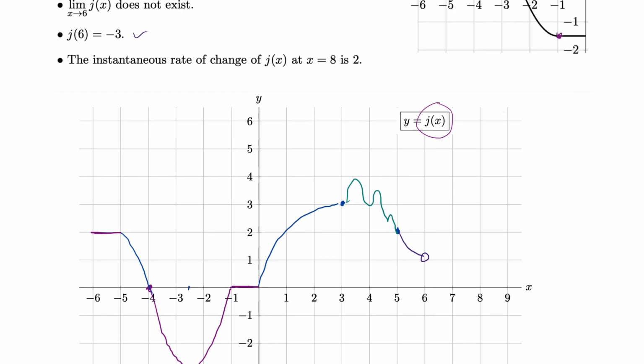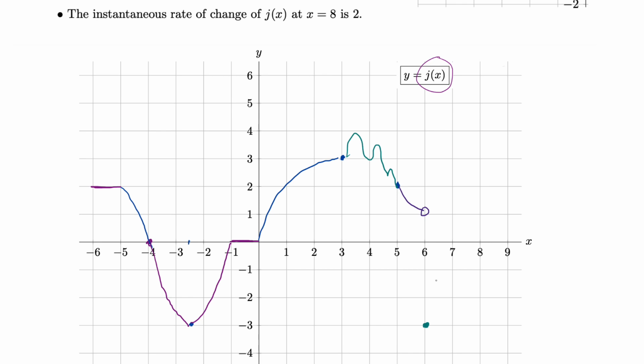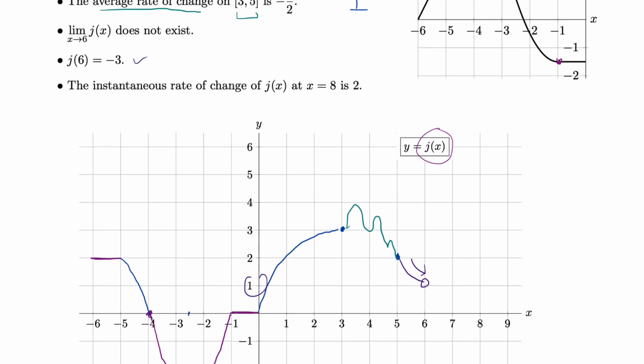And to take care of this condition, all we have to do is perhaps continue this point on for a little more like this, because this ensures that the left-handed limit and the right-handed limit are different. From the left, you're approaching, say, 1 here. From the right, it looks like you're approaching a y value of negative 3. So the limit at 6 does not exist. So this condition is satisfied.